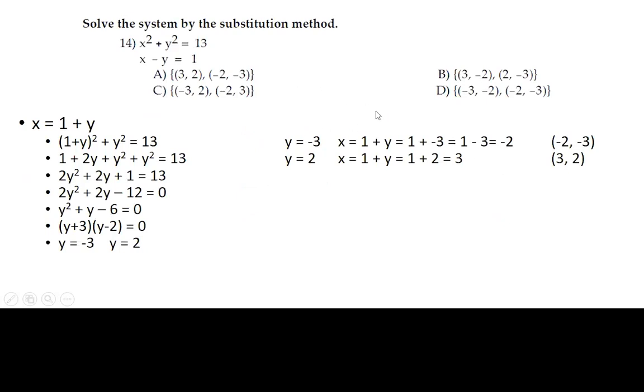Number 14 says solve the system by the substitution method. So there's no way to do elimination here, because they aren't both linear. This is a nonlinear system because we have this x squared plus y squared equals 13. And if we think all the way back to unit 1, x squared plus y squared equals r squared is the form of a circle centered at the origin. So that first equation is a circle centered at the origin with a radius of radical 13, somewhere between 3 and 4.